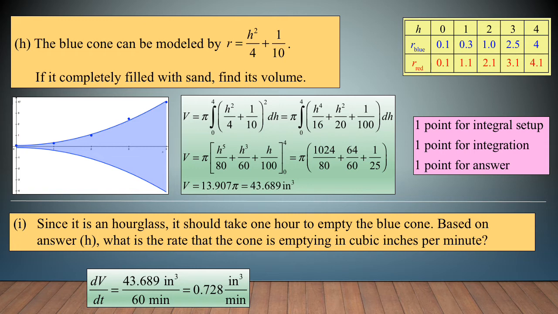It is important to understand here that dV/dt is a constant. Even though the radius is changing and the height is changing as the sand goes down, the volume is always 43.689 cubic inches. And since sand will leave the cone at the same rate, dV/dt is a constant. Just 1 point for the answer.